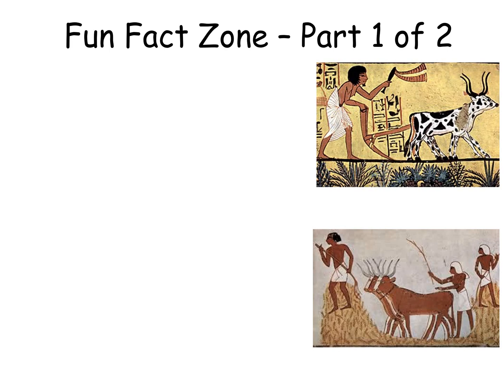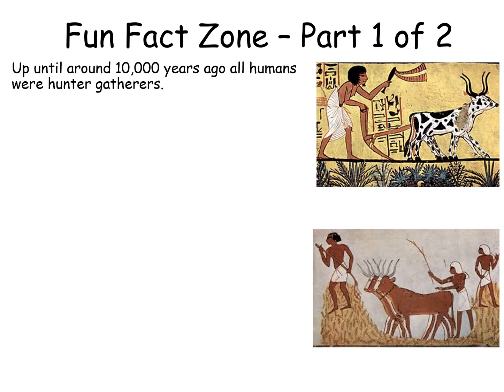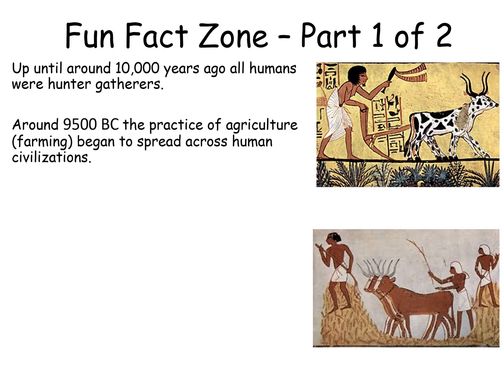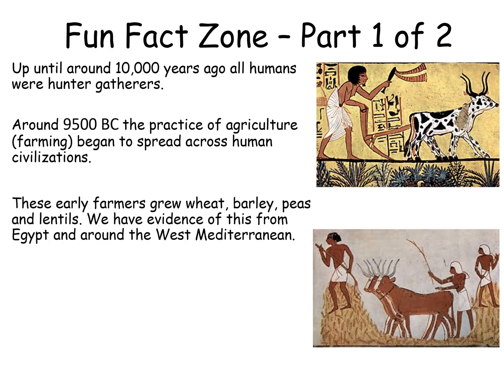So we've got today's fun fact zone, a bit late in the lesson today, but we didn't forget it. So up until around 10,000 years ago, all humans were hunter-gatherers. Around 9,500 BC, it's a rough time, the practice of agriculture, farming, began to spread across human civilizations. Now, these early farmers grew wheat, barley, peas and lentils, and we have evidence from 9,500 BC of this from around modern-day Egypt and the West Mediterranean.